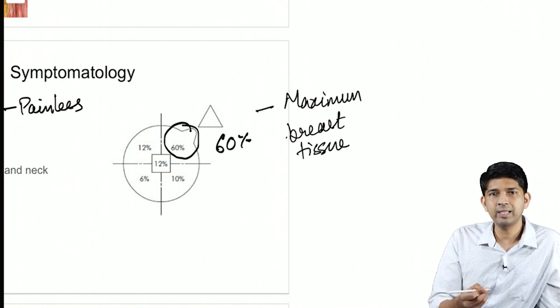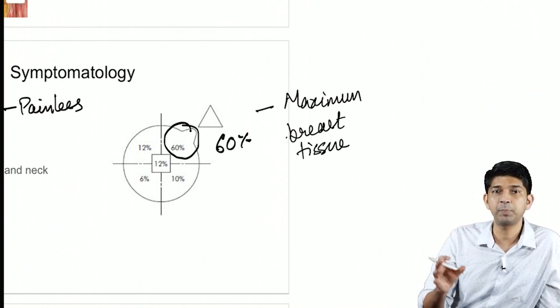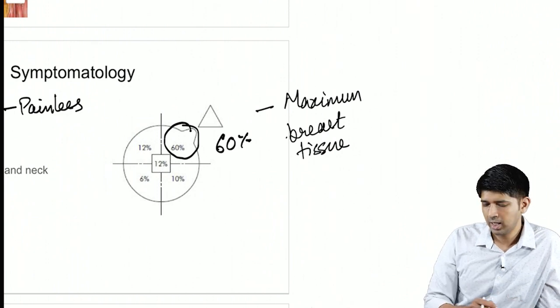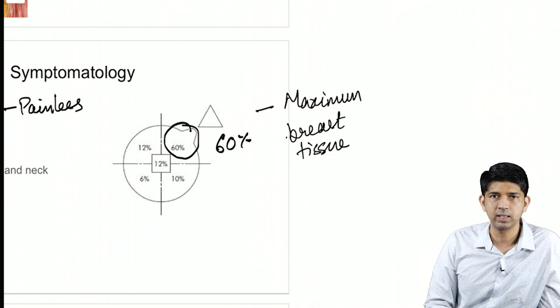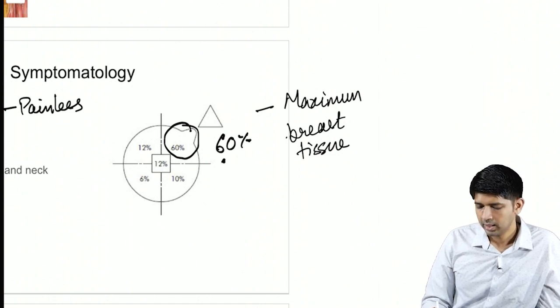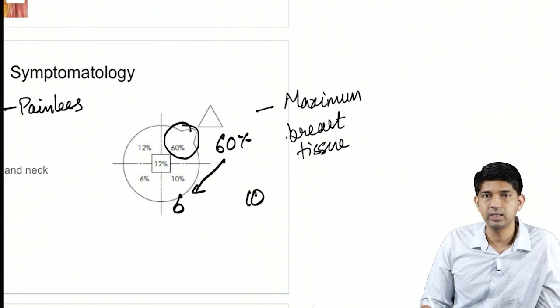Now the second thing in the exam, you guys, they might ask you how much percentage of cancers are seen there. You have to kind of mug it up, but the easier way is to remember the 60%. Okay, so this will be 6, this will be 10, so 6 into 10 is 60.